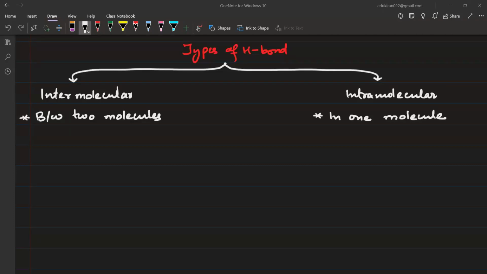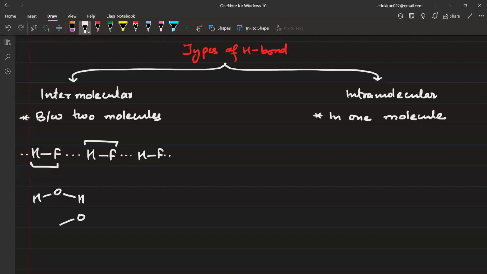For example, you have HF, right? So HF. Okay, so this is intermolecular. You have one molecule and then the other molecule, and both of these are bonded with hydrogen bond. Similarly, for water, you can write H, OH. Then again you will have oxygen here, and hydrogen here. So these are intermolecular hydrogen bonds. We have involvement of at least two molecules, and the hydrogen bond is between two molecules.